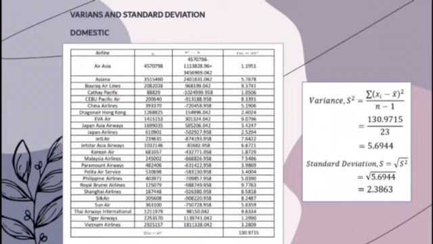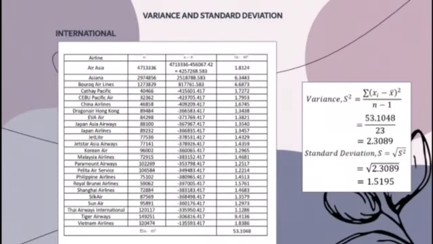Variance and standard deviation. To calculate the variance, we square each distance from the mean that is displayed in the table. After getting all the answers, add them all together, then divide the sum by the number of data minus 1. The answer for domestic is 5.6944. To find the standard deviation, just take the square root of the variance. So the answer for domestic is 2.3863. For international, using the same formula, the variance is 2.3089 and the standard deviation is 1.5195. Since domestic is higher than international, international has a less dispersed data set.